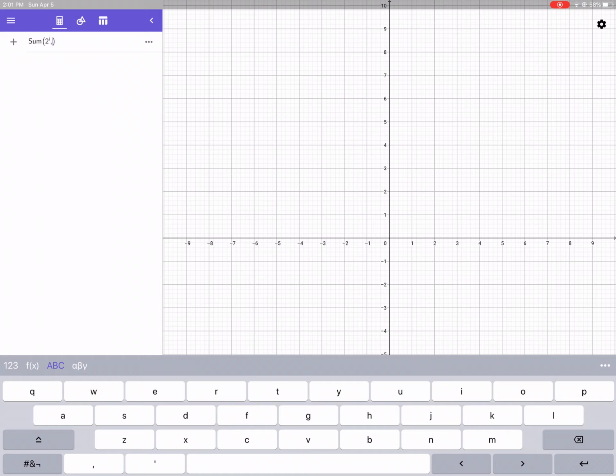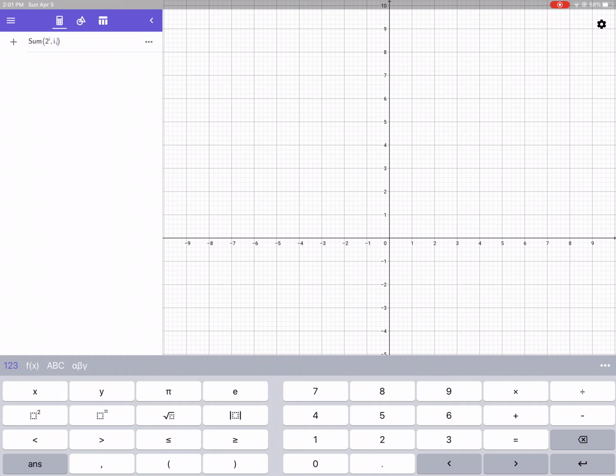Then I'm going to define the variable that I used. So my next thing I'm putting is an I. And then I'm going to use my starting number, which was 0. And then I'm going to hit a comma again, and my ending number, which was 3. And when I hit enter, there is my 15.